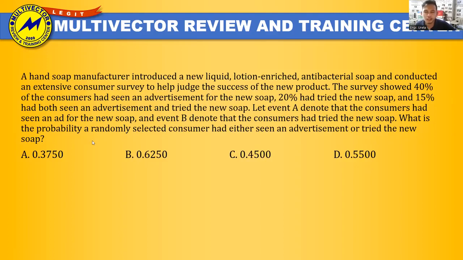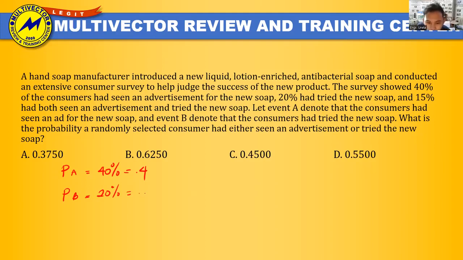What is the probability that a randomly selected consumer had either, okay, seen an advertisement or tried the new soap? Okay, so in terms of the probability, okay, so probability ng nakita niya daw yung advertisement is P(A) is equal to 40%. Okay, in terms naman ng B, okay, the probability naman daw na ginamit yung soap is 20%.